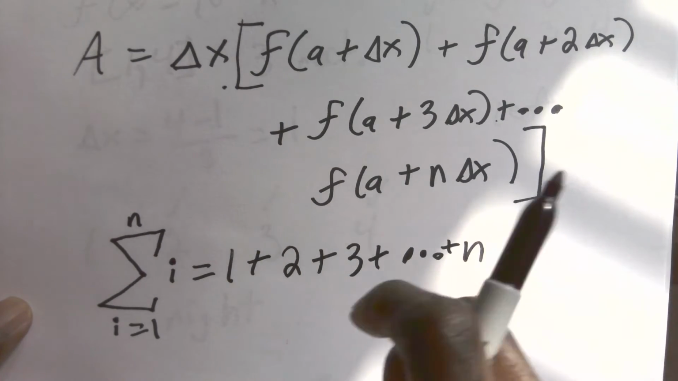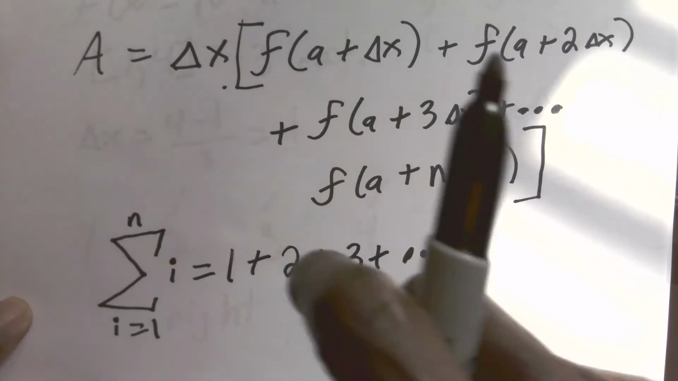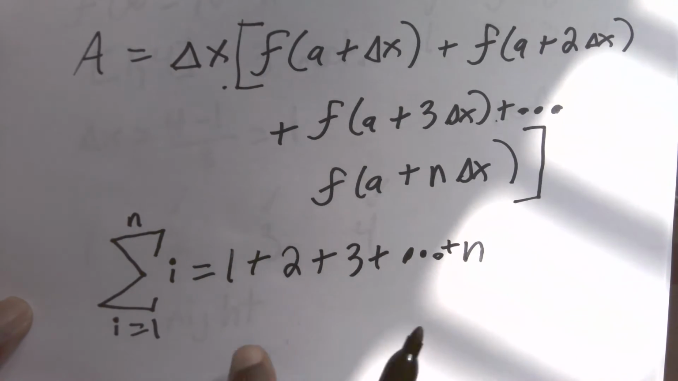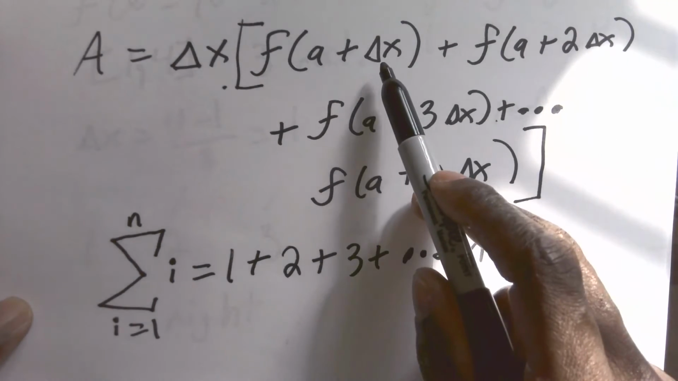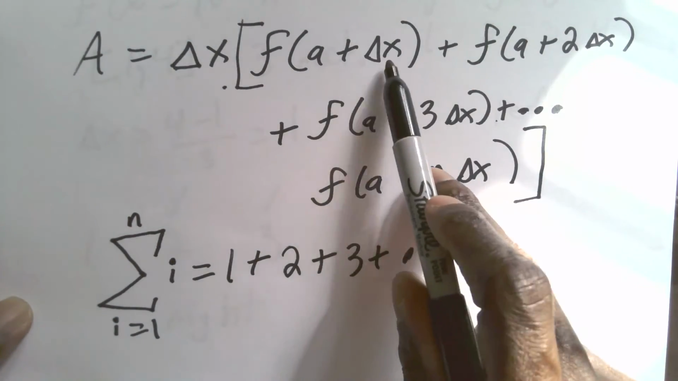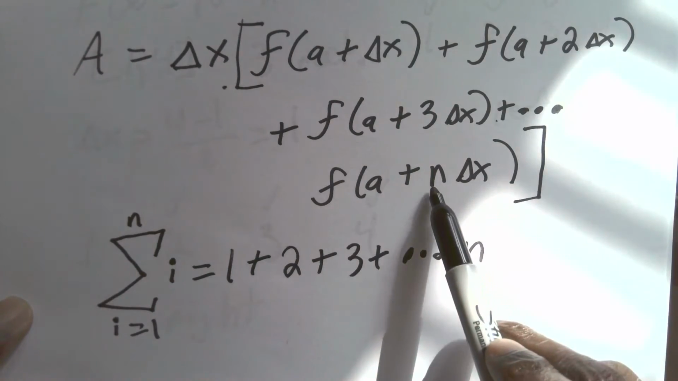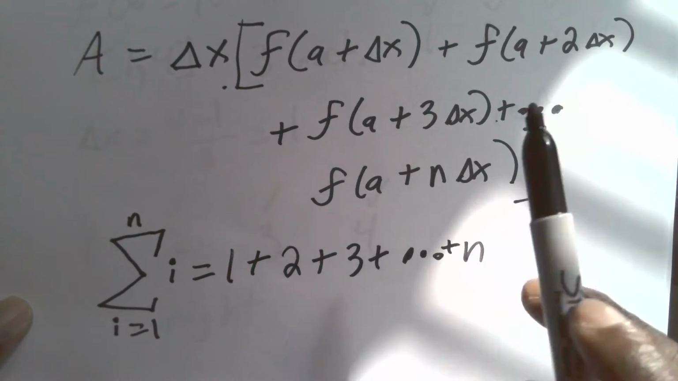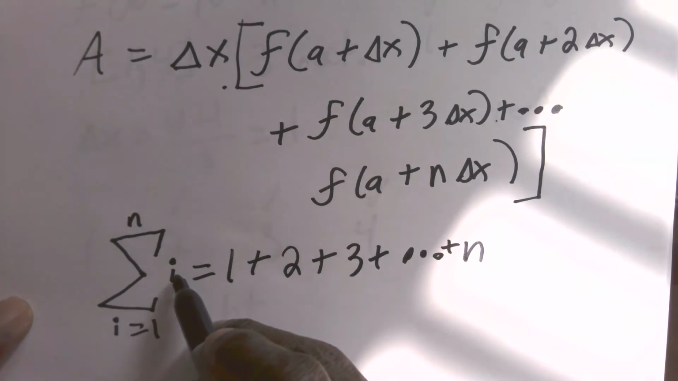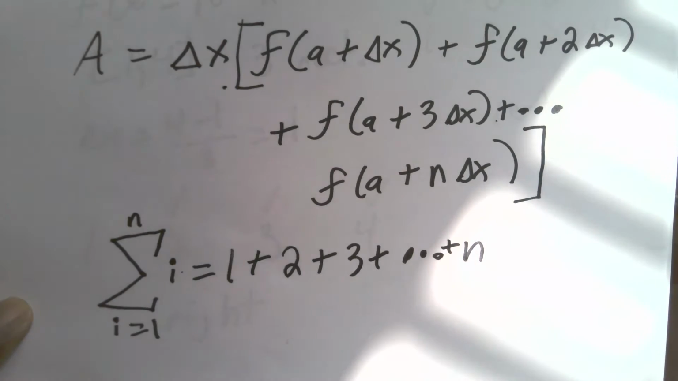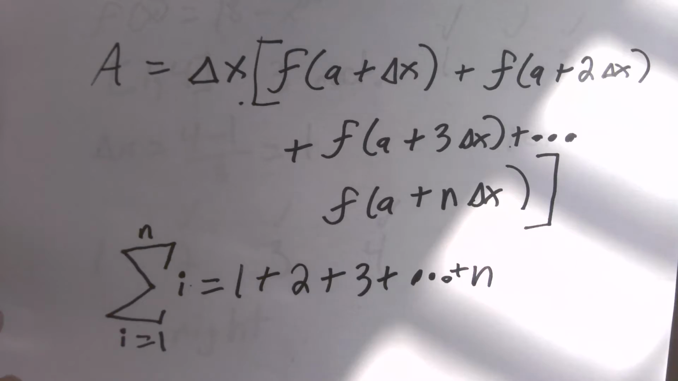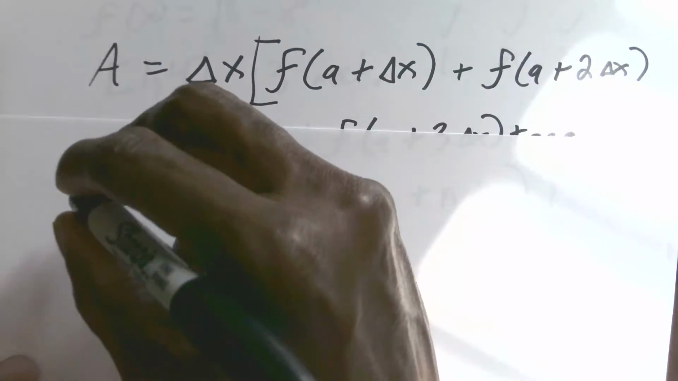So I'm going to use this convention, this sigma notation convention, to take care of this delta x, this 1 times delta x, 2 times delta x, 3 times delta x, all the way to n times delta x. I'm just going to write delta x times i as i goes from 1 to n to represent that notation. So my area, and I'm going to write it underneath this to illustrate what I'm doing.